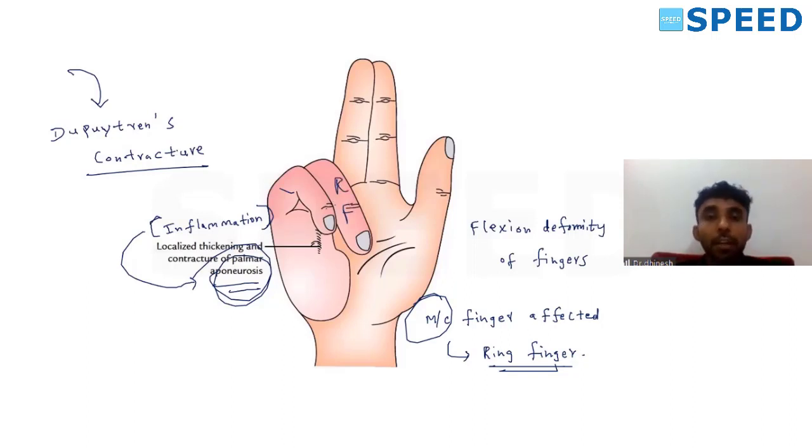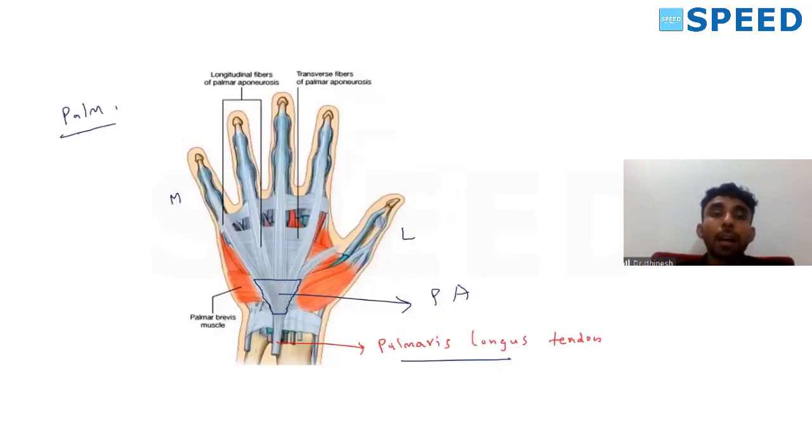So these are the things I want you to know regarding the palmar aponeurosis. It is the continuation of the palmaris longus tendon. And you will know whether the palmaris longus tendon passes superficial or deep to the flexor retinaculum of the wrist. Yes, it is the only tendon which passes superficial to the flexor retinaculum.